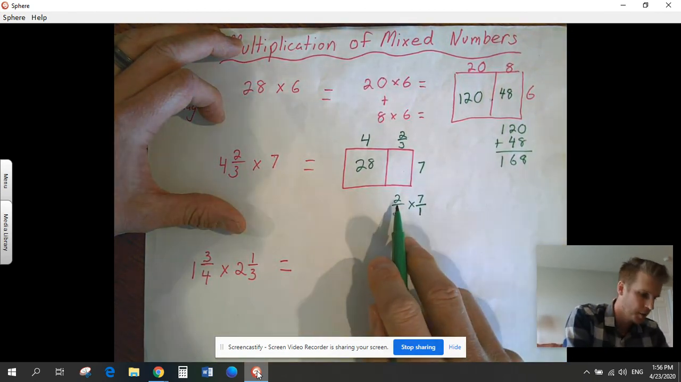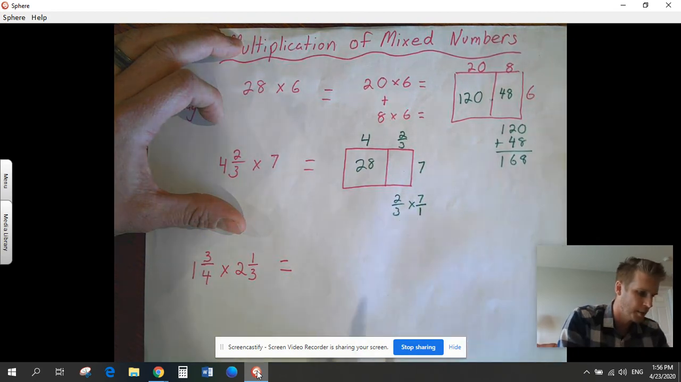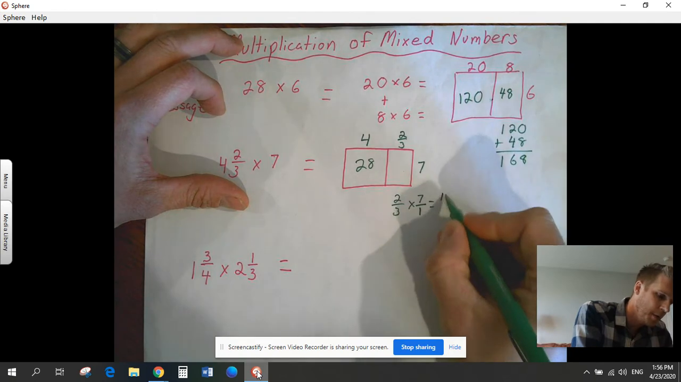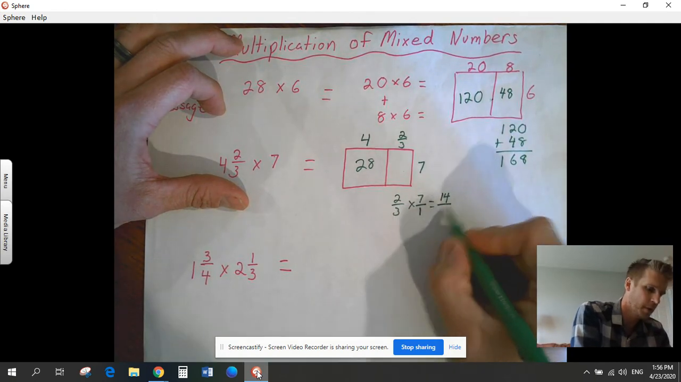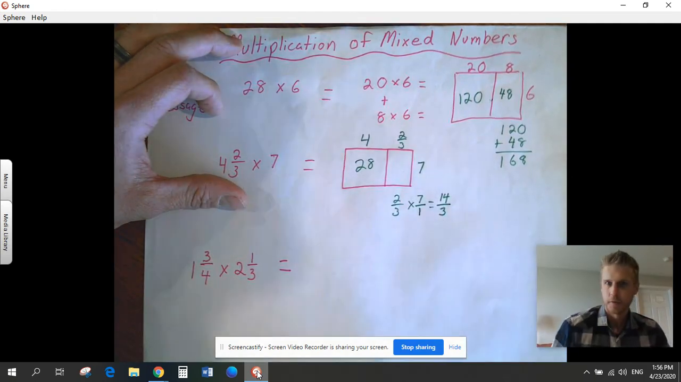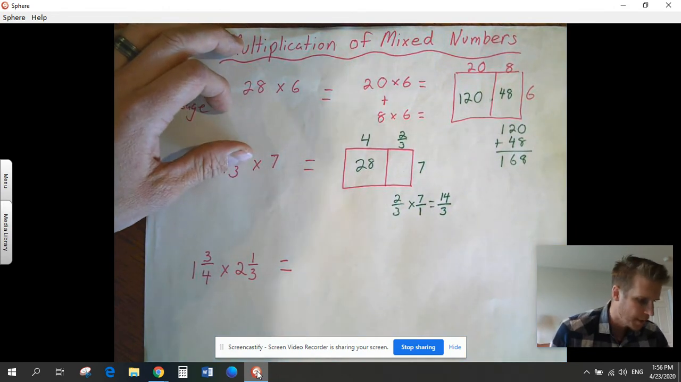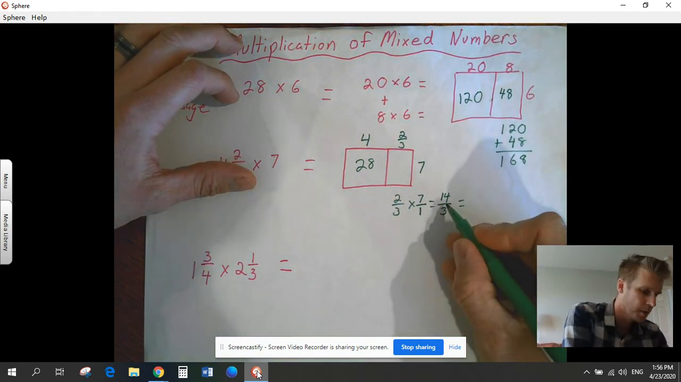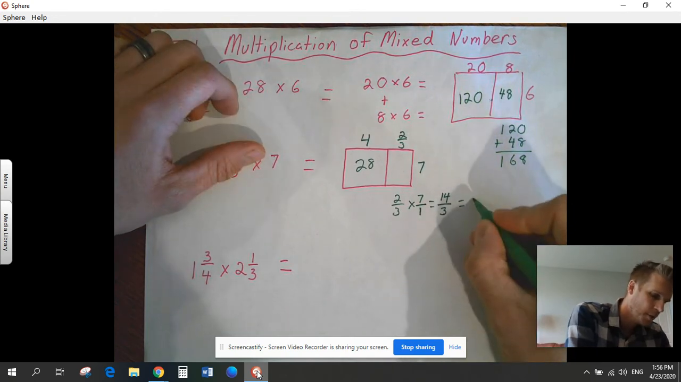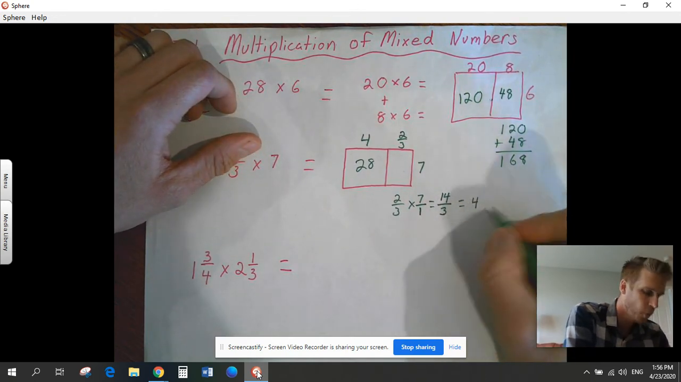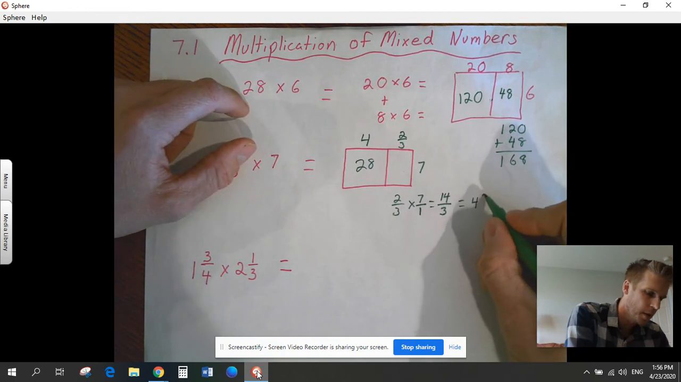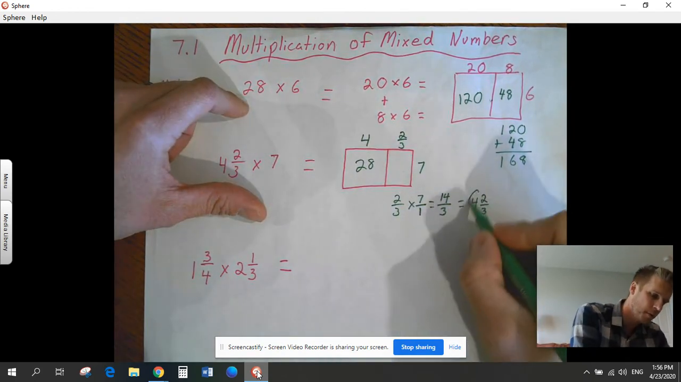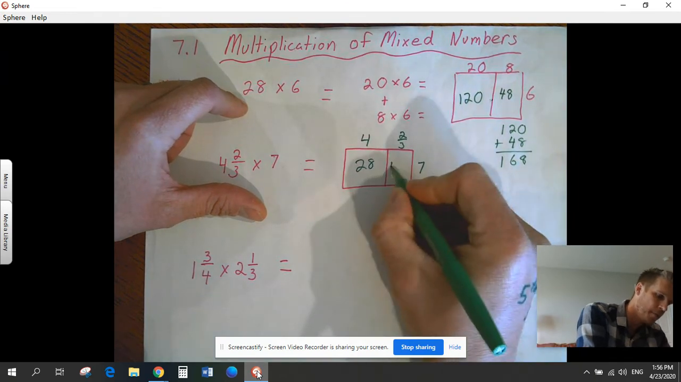Oh yeah, I heard you, Tejas. You also said 1. Nice job. So 2 times 7 equals 14. 14 over 3. Okay, well, that's an improper ugly fraction, so we're going to make that a pretty mixed number. 3 fits into 14. 3 will fit in there 4 times. 3 times 4 is 12, so that leaves us with 2 extras, 2 over 3, so 4 2/3. I'll put that in there.